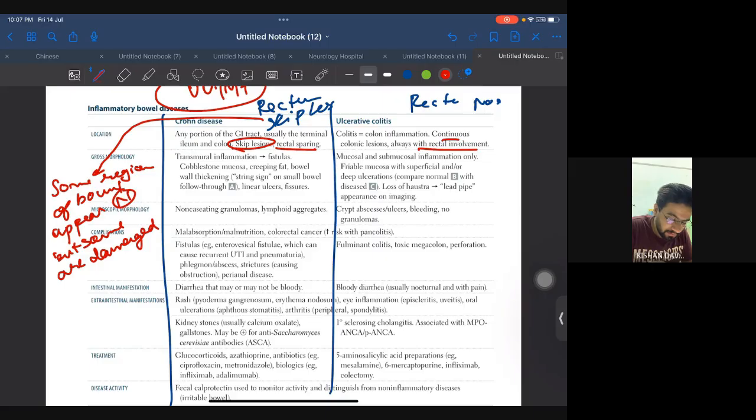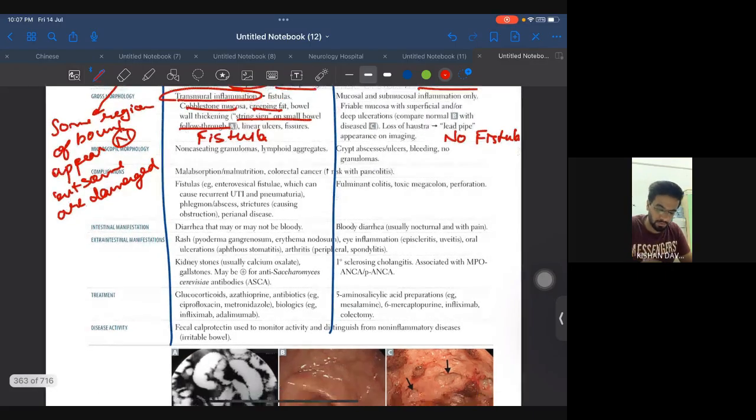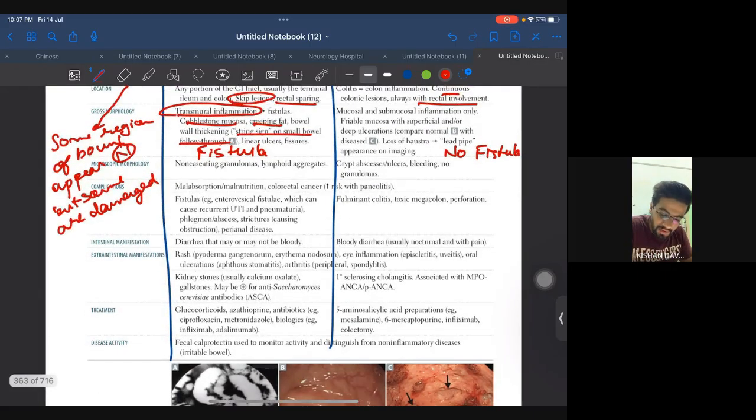Second, Crohn's disease is a transmural inflammation, and in Crohn's disease, you will be seeing fistula formation, whereas in ulcerative colitis, no fistula. Okay, this is another difference. Cobblestone mucosa, creeping fat, string sign on small bowel follow-through. These all are important. Okay, this is how you will be able to diagnose it. Whereas in ulcerative colitis, friable mucosa with superficial or deep ulceration, loss of haustra, so here will be lead pipe and here will be string sign.